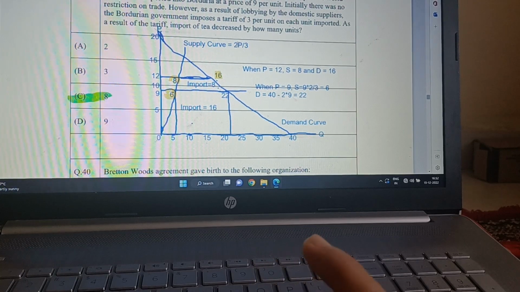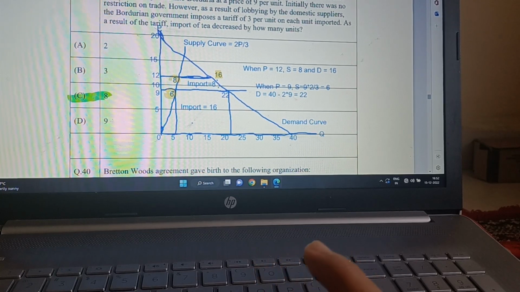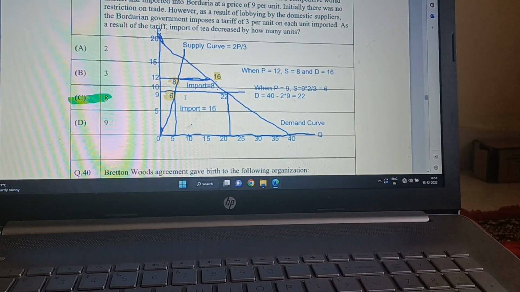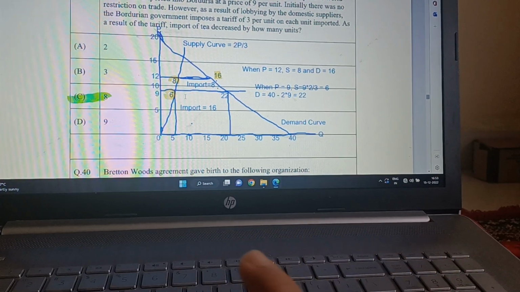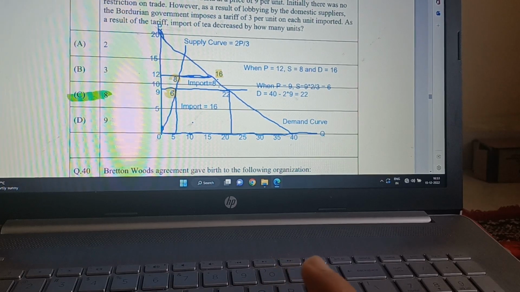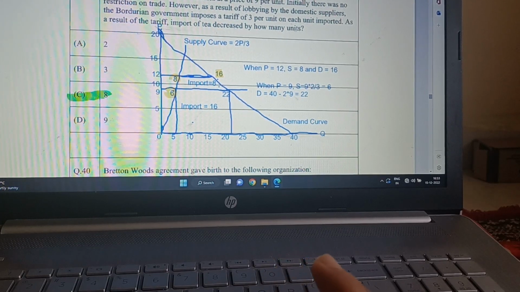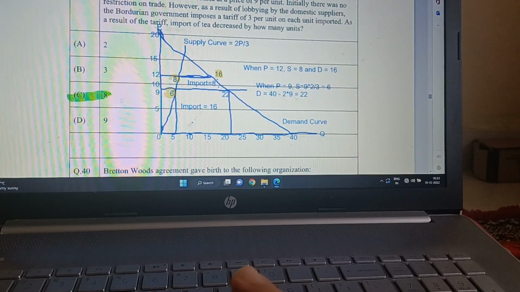So the reduction in import has been 8. 16 minus 8 is equal to 8. So that is what this question asks. As a result of tariff, import of tea decreased by how many units? So the answer is 8 units.